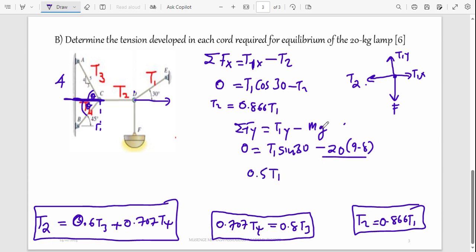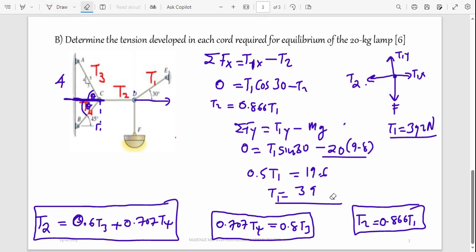What I'll do is I'll get this number and take it to the other side to become positive. So 20 times 9.8 is going to give us 19.6. Divide both sides by 0.5. T1 therefore is going to be 19.6 divided by 0.5, and that is going to be 392 newtons. So we have found T1, 392 newtons.